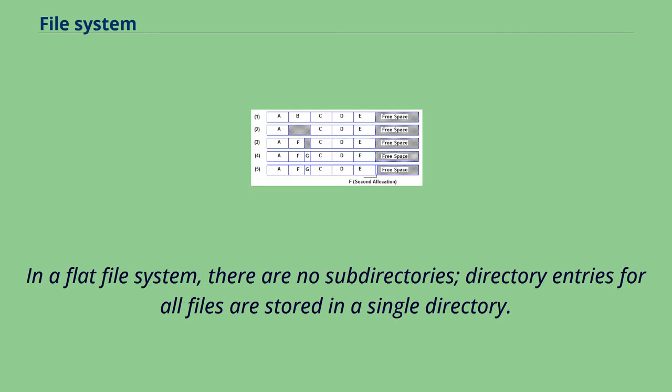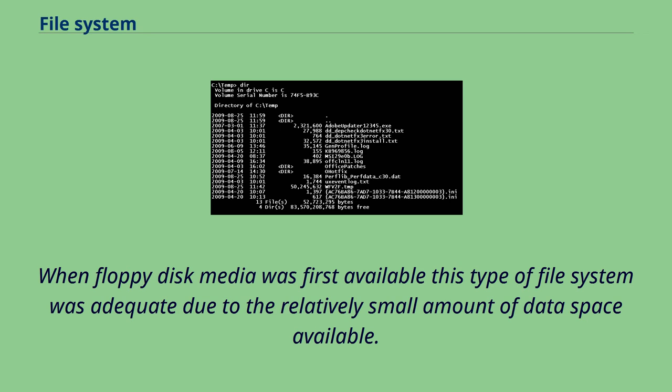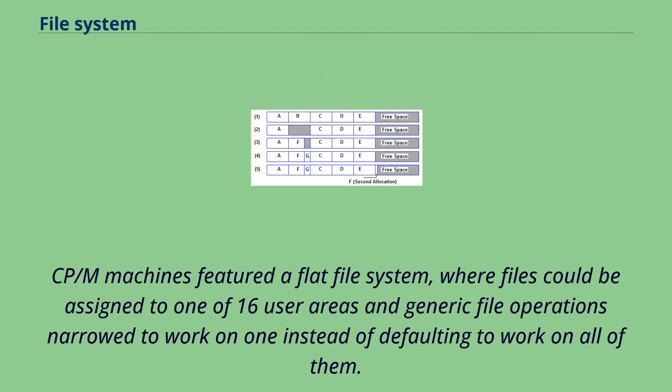In a flat file system, there are no subdirectories. Directory entries for all files are stored in a single directory. When floppy disk media was first available, this type of file system was adequate due to the relatively small amount of data space available. CP/M machines featured a flat file system, where files could be assigned to one of 16 user areas and generic file operations narrowed to work on one instead of defaulting to work on all of them.